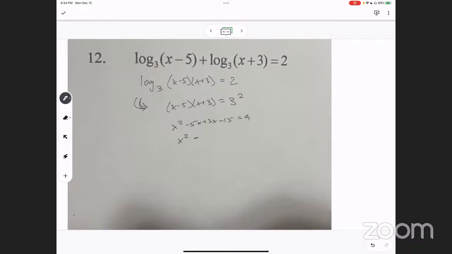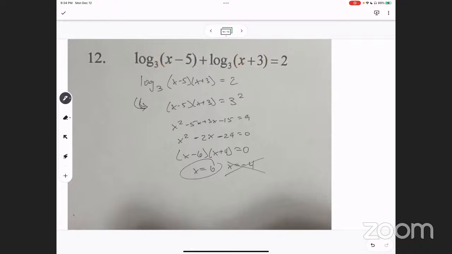Put it in standard form, meaning move everything to the left side, subtract 9. You get x squared minus 2x minus 24 equals 0. 24 is 6 and 4. So I can do x minus 6 and x plus 4 equals 0, which means x equals 6 or x equals negative 4. And I'm guessing negative 4 is extraneous. It is, because it'll give you a negative when you plug it back in as the argument. So 6 is your only answer.